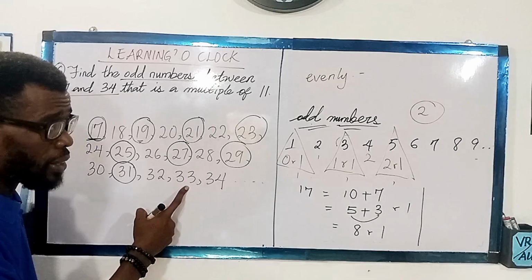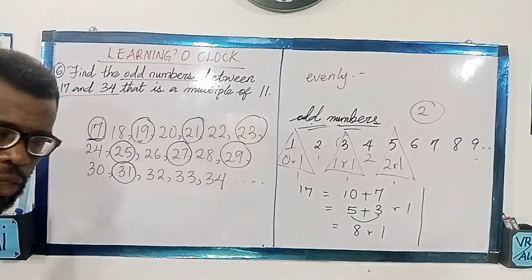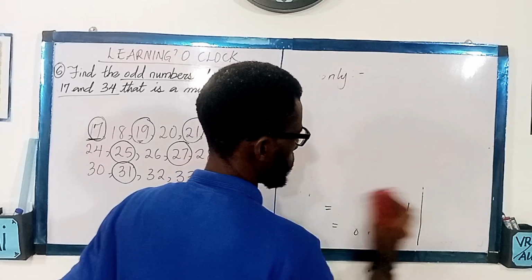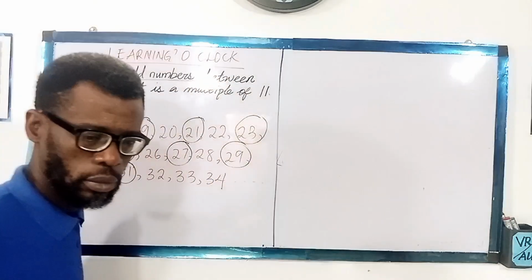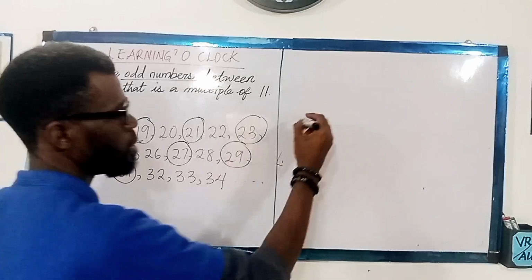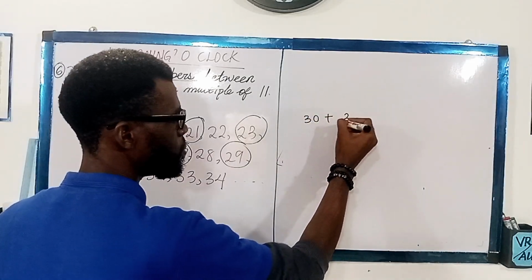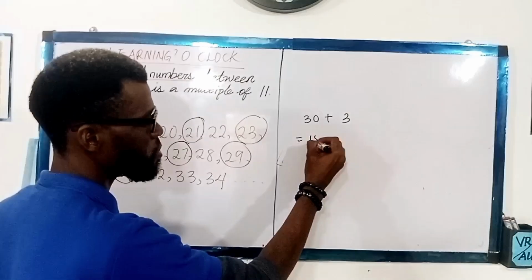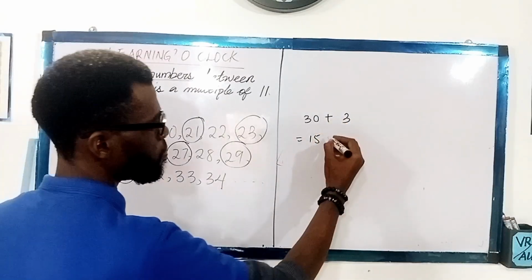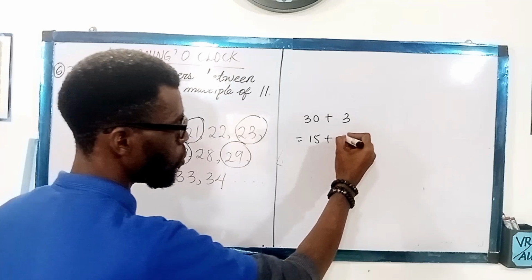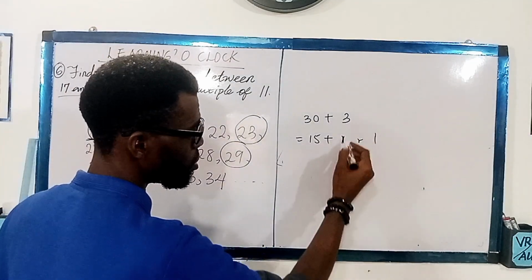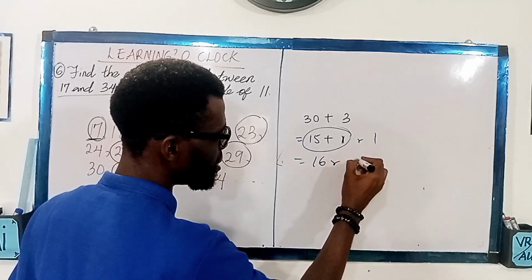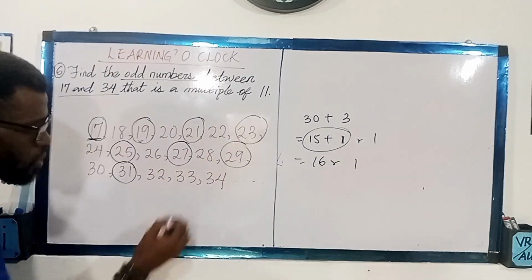Let's try out 33 divided by 2. So you have 30 and 3. 30 divided by 2 is 15. Then 3 divided by 2 is 1, remainder 1. So you have a remainder. It's already an odd number. That's 16 remainder 1. You see? 16 remainder 1.